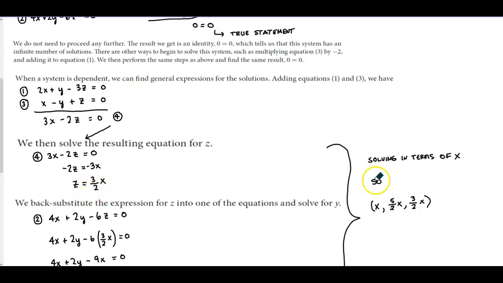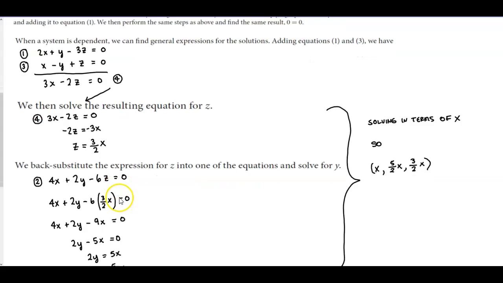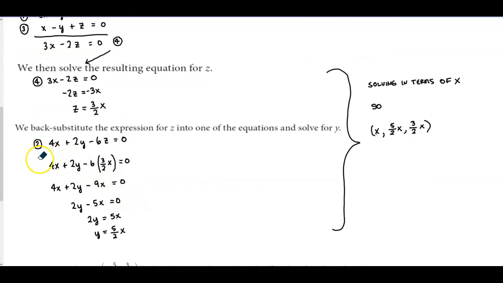so we get z, which is equal to 3 over 2x. So over to your right, this is solving in terms of x. So we can write what that ordered triple is. So the z is going to be 3 over 2x. Now we then back substitute the expression for z into one of the equations and solve for y. So it doesn't matter which one we choose. So in this scenario, we're going to choose equation 2.